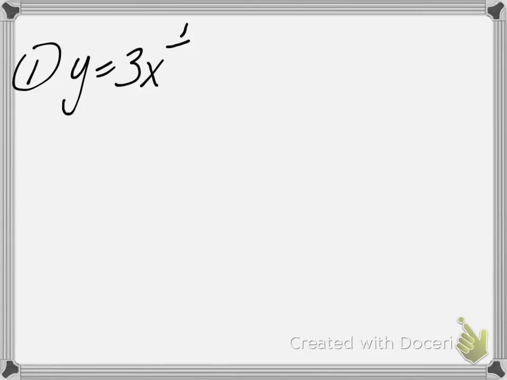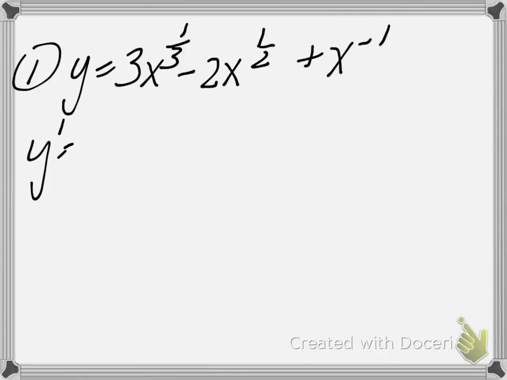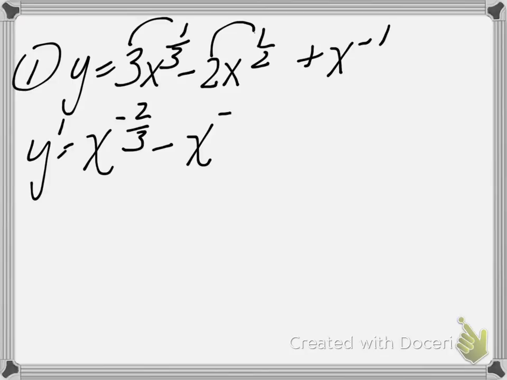Okay, so I'm going to start with sheet 7829, number 1. Okay, so I'm going to use the power rule. 1/3 times 3 is 1. Keep the x. 1/3 minus 3/3 is a negative 2/3. Minus 1/2 times 2 is 2/2, which is 1. Keep the x. 1/2 minus 2/2 is a negative 1/2.